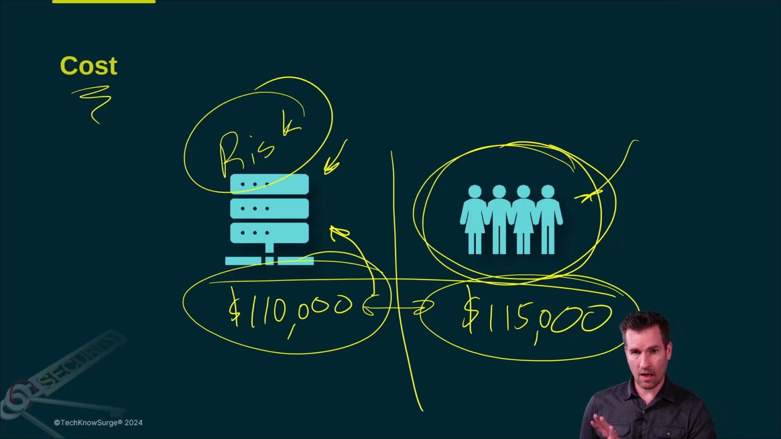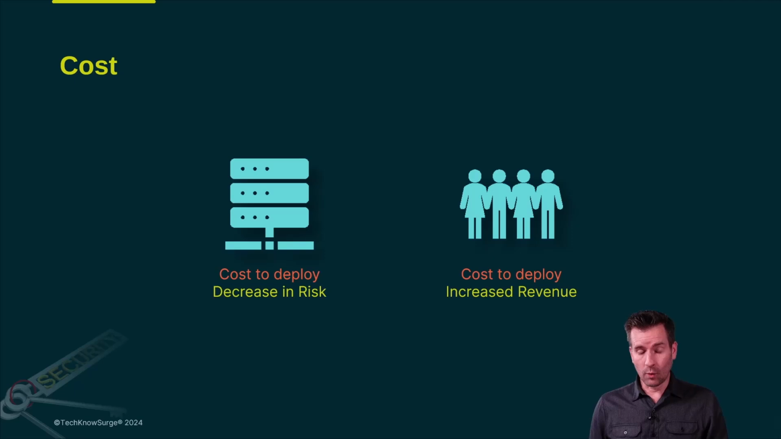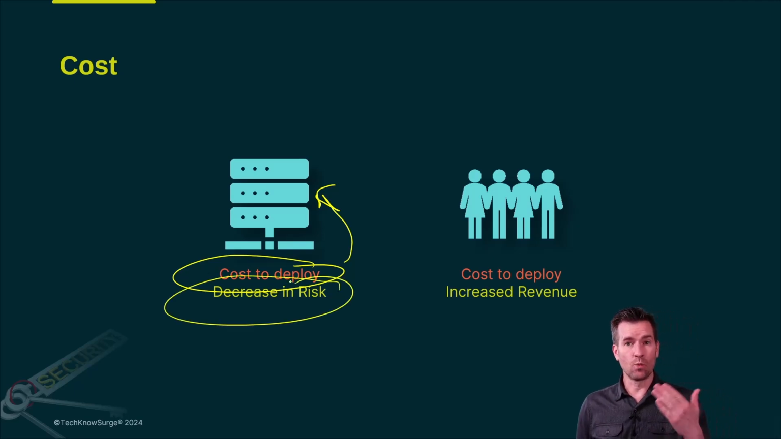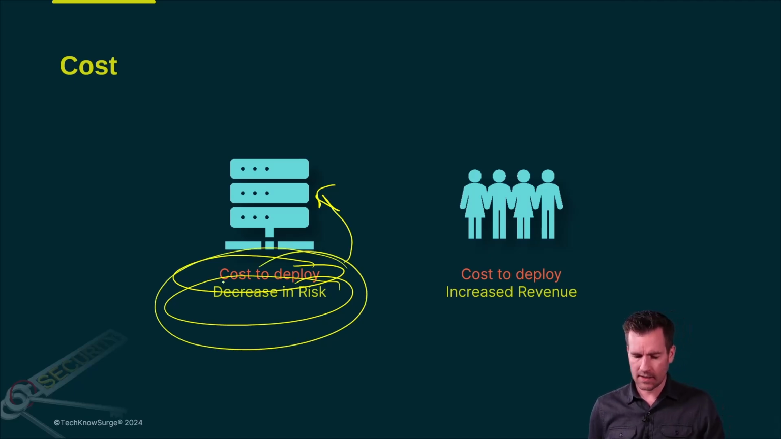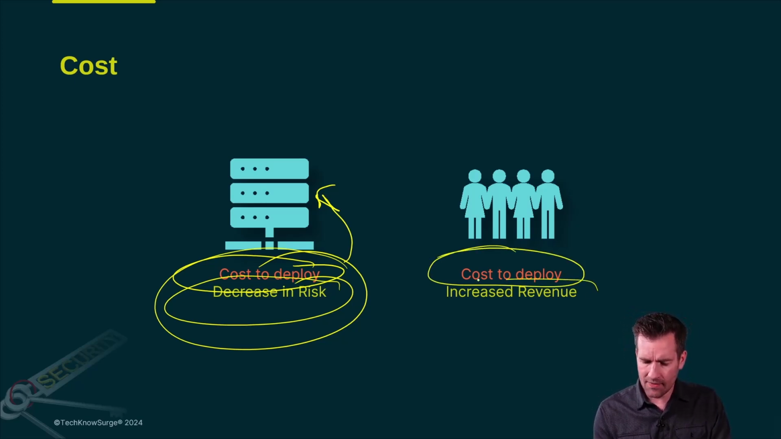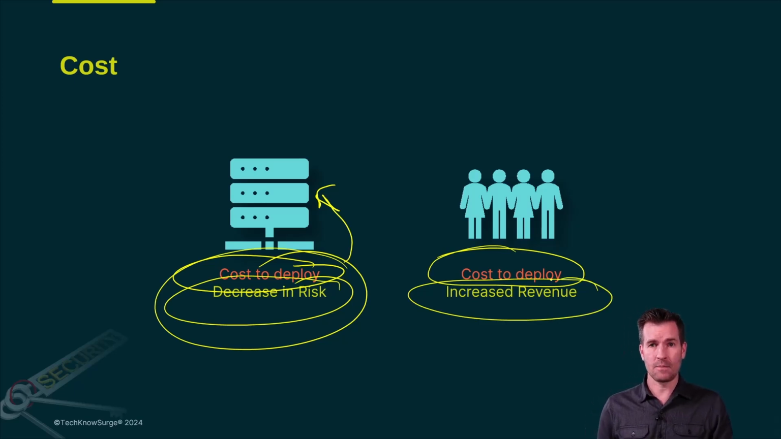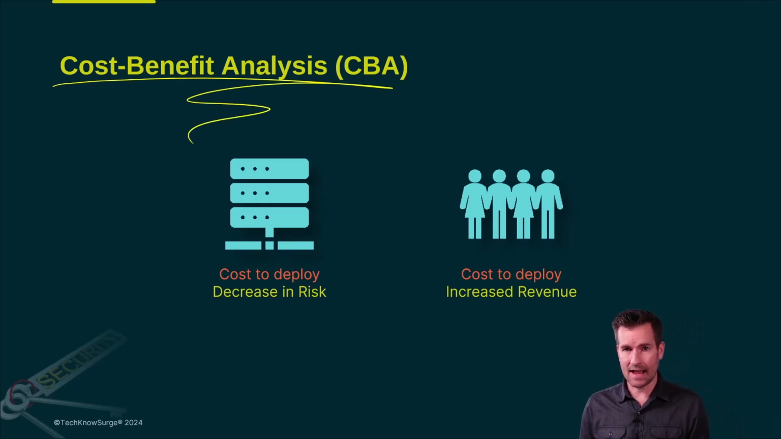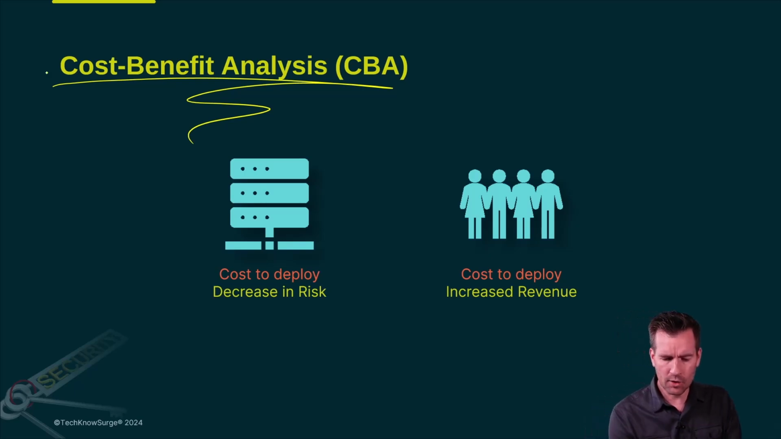This method has to do with money and what the money is going to be associated with both of these options. What we're really assessing here is the cost to deploy the changes to make the servers more stable, the time invested into them, and the amount that the risk of those servers going haywire is going to decrease. That is what we're analyzing over here. Versus on this side, the cost of deploying whatever feature we need to deploy and the increased revenue that we're going to receive from those services. We call this a cost-benefit analysis. It's a type of trade-off analysis where we're balancing out these trade-offs, but we're doing it based off of cost.